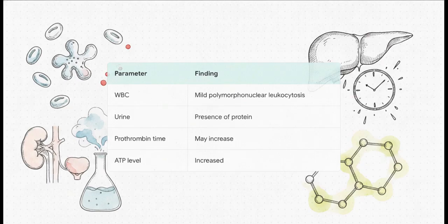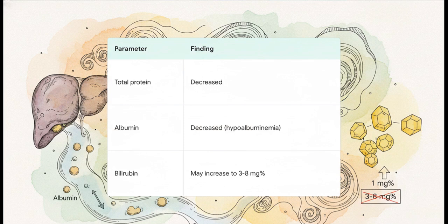Urine tests will inappropriately show protein leaking through. And because the liver is struggling to make clotting factors, the prothrombin time might increase. Interestingly enough, our source also highlights that you'll see an increased ATP level in these lab results. On top of that, the liver's overall synthetic failure causes total protein levels to just plummet, specifically albumin tanks, leading to a severe state called hypoalbuminemia. And then there's bilirubin. A normal bilirubin level is about 1 mg%, but with cirrhosis, it can shoot all the way up to between 3 and 8 mg%. That chemical spike is exactly what confirms the mild jaundice we mentioned earlier.